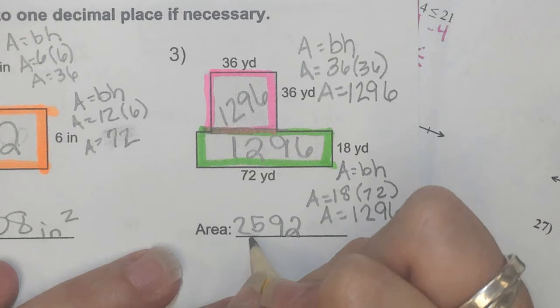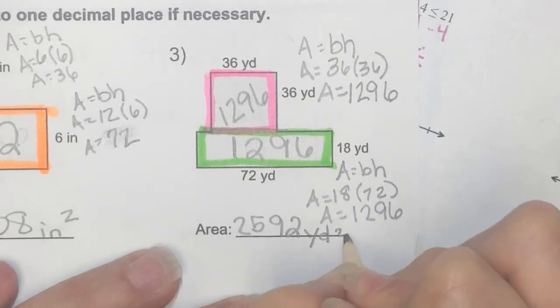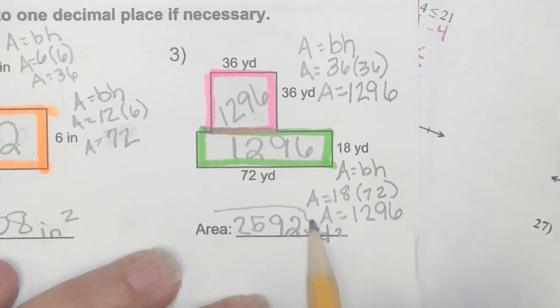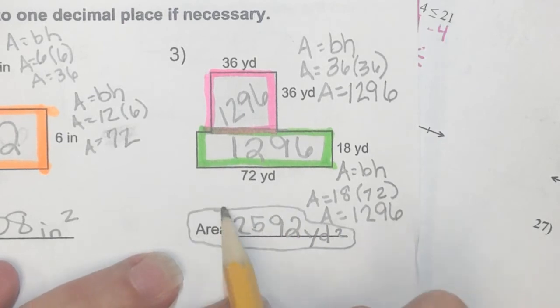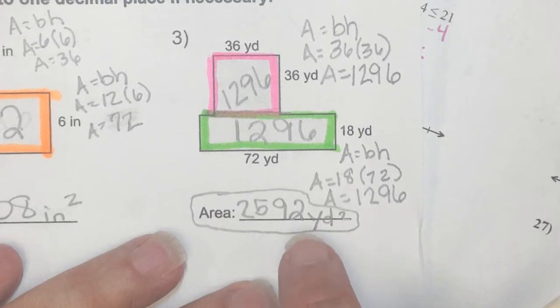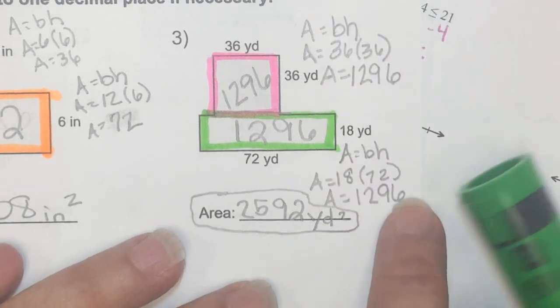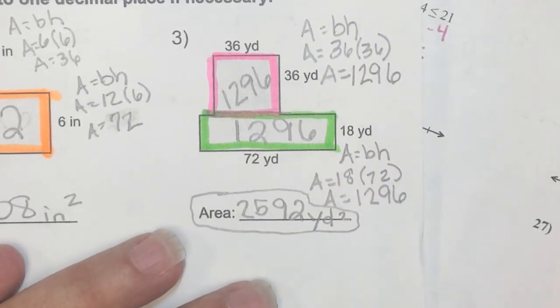I got 2,592 yards squared, I think. Make sure that's right, because I don't have a calculator. Okay. Make sure on your final answers that you try to go back and put that yard squared thing, centimeter squared, stuff like that. I know I don't have it on these, but at least put it on that final answer.